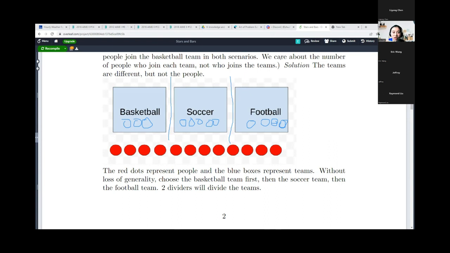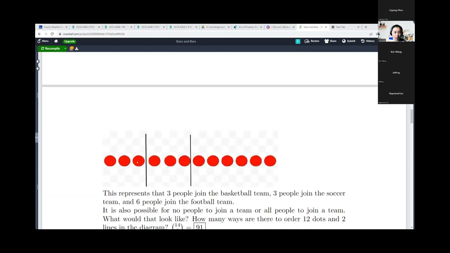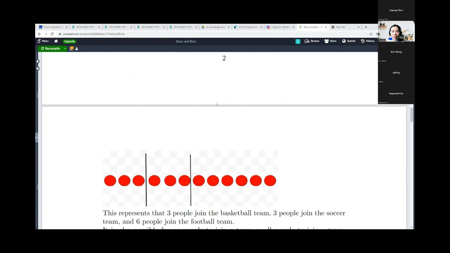I have a better diagram like this. This represents that 3 people join the basketball team, 3 people join the soccer team, and 6 people join the football team. And it is also possible for everybody to be on one team, or one team with no people. That is, if we have something like this, where there's a divider, no balls behind this divider, and some balls, this just represents there's nobody on the basketball team. Does it make sense so far?